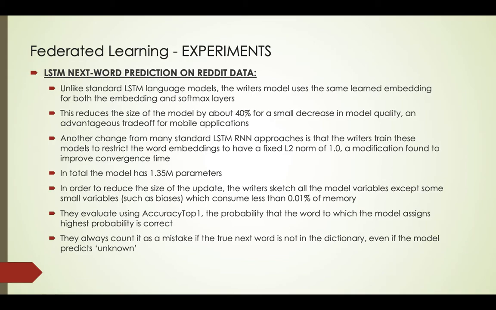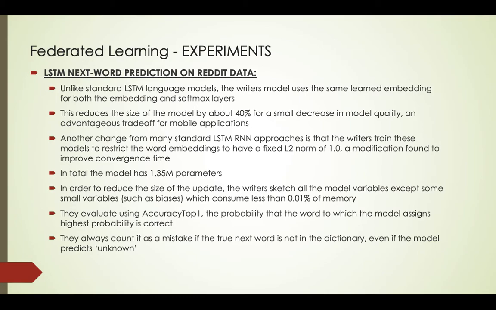Another change from many standard LSTM recurrent neural networks approaches is that the writers train these models to restrict the word embeddings to have a fixed L2 norm of 1, a modification found to improve convergence time. In total, the model has 1.35 million parameters.